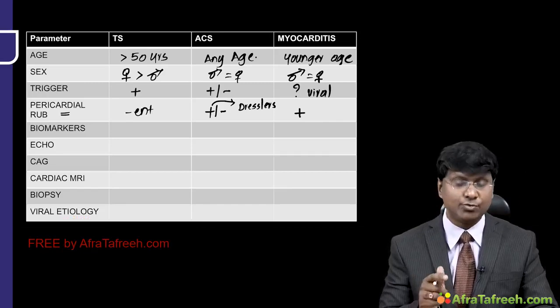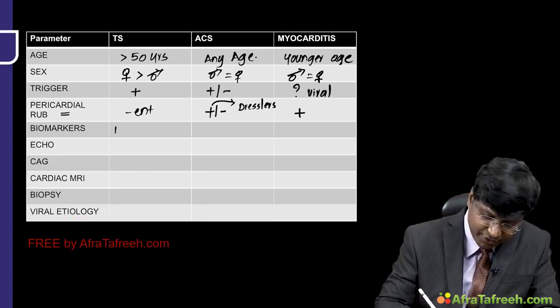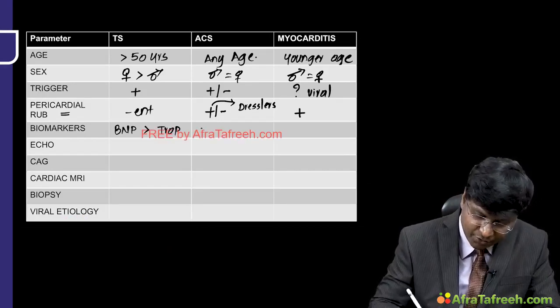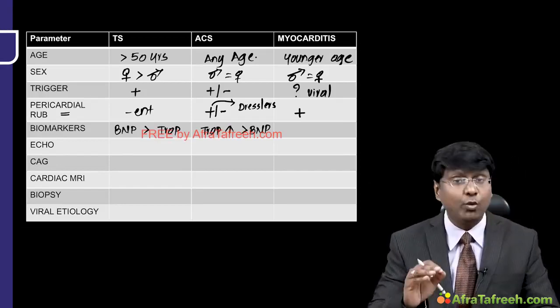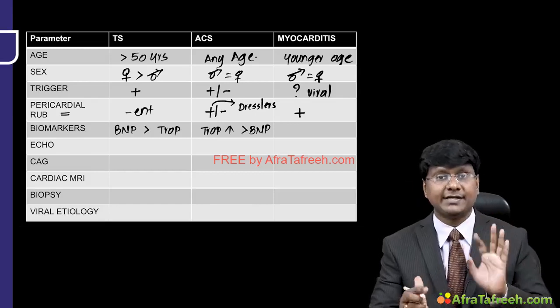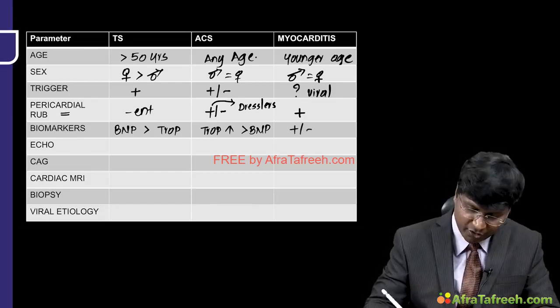And what about cardiac biomarkers? In case of Takotsubo cardiomyopathy, it is your BNP, pro-BNP, which is much more elevated than your troponin. Whereas in acute coronary syndrome, troponin is much more elevated than your NT-pro-BNP. Then what about in case of myocarditis? It may or may not be elevated.